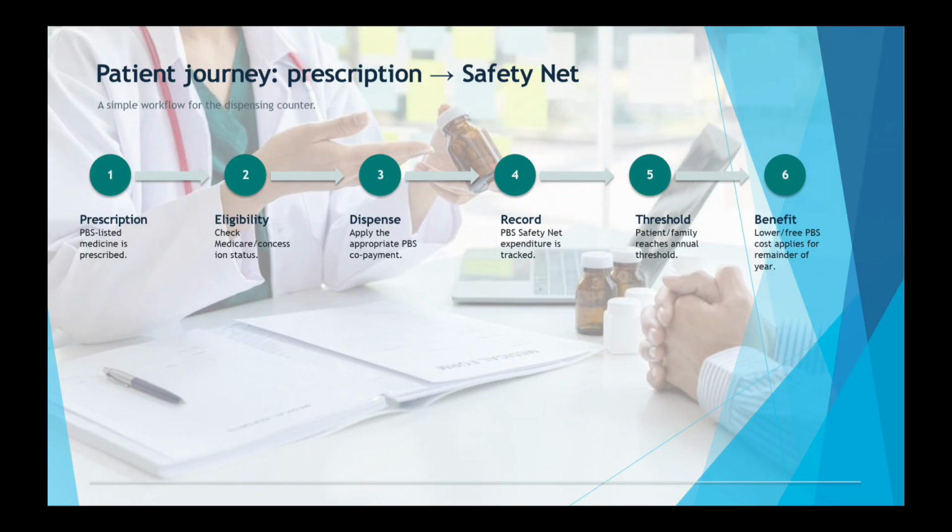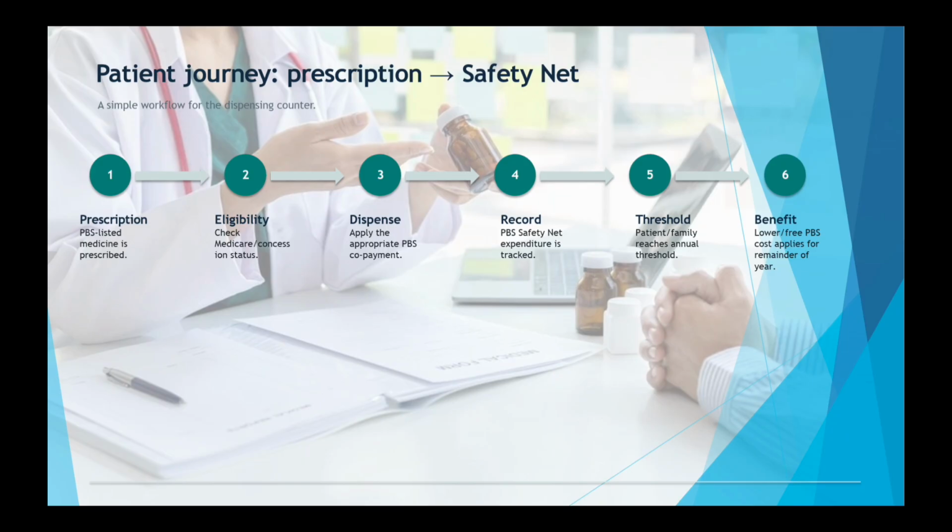amoxicillin is prescribed for one of the patients. They come with the prescription of amoxicillin 500 milligram, one capsule 3 times a day, and it was a PBS prescription. Then we will be checking if they have the safety net and the Medicare details.